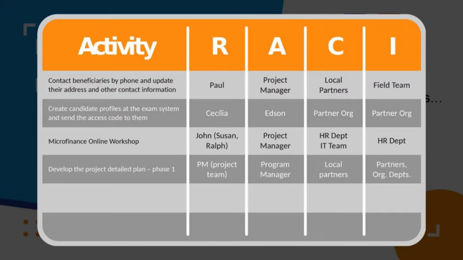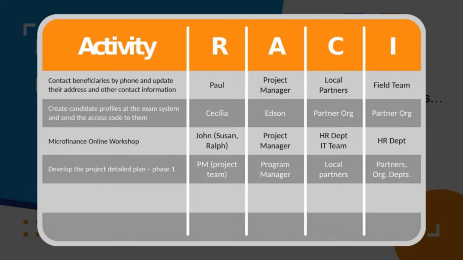The next activity is to develop the project detail plan, let's say phase 1. So the responsible person is the project manager, supported by the project team. So it's not like the responsible is the project team and no one is actually the main person responsible. We know that the project manager is the one who is responsible for making that happen, supported by the project team, of course. The accountable person is the program manager. So when the project manager completes the detailed plan for phase 1, he will submit it to the program manager, who will confirm that that activity has been completed.